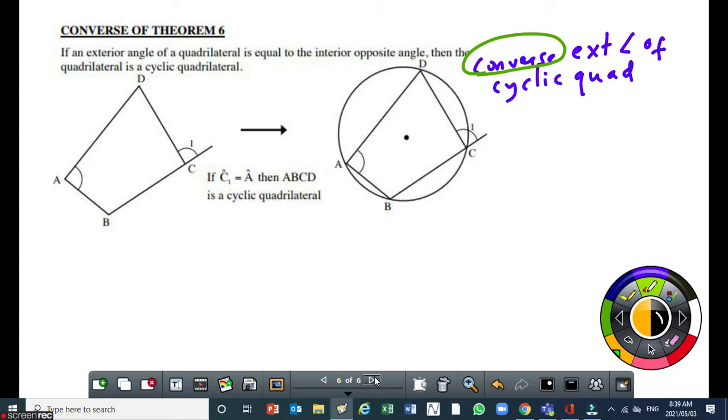Alright. So here, I'm sure you can understand that if you prove, like in this case, that angle C1 is equal to angle A, then points A, B, C, D are on the circumference of a circle, so you can conclude that those points are concyclic. Hence, ABCD is a cyclic quadrilateral. And your reason that you must give there is the converse of theorem 6, which says converse exterior angle of cyclic quad. Alright. Any questions before we go to some application?